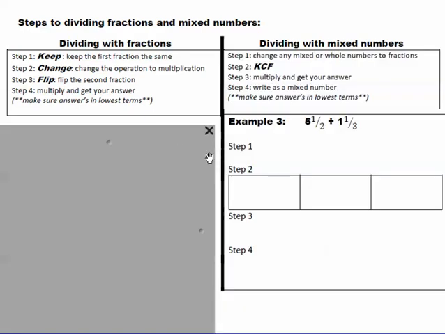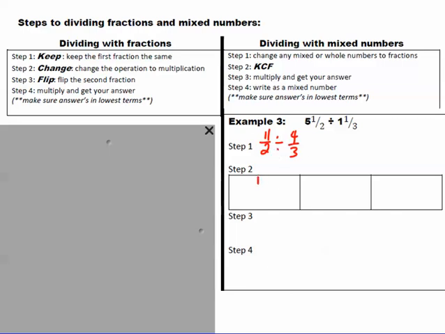The only thing different here is I have a step above. Looking at that problem, what do you think the step before I need to do? Yep, I need to turn them improper first. Okay, so the very first step is I need to turn them improper. So this becomes 11 over 2 divided by 4/3. Now it looks exactly like it did before. Two fractions divided by each other.